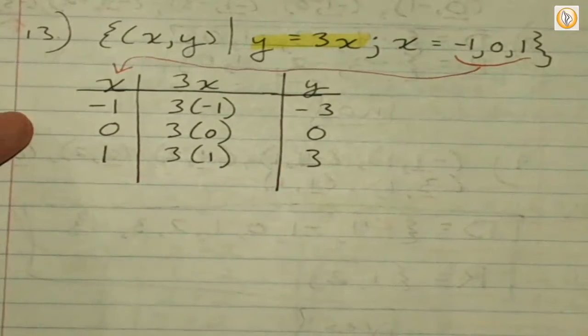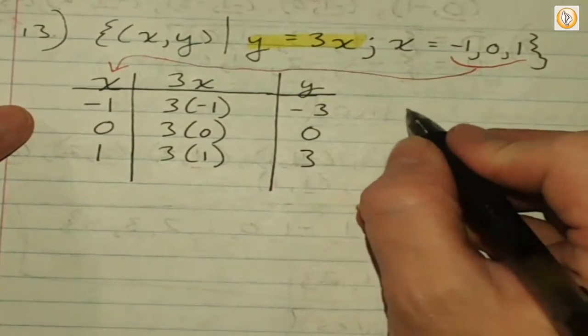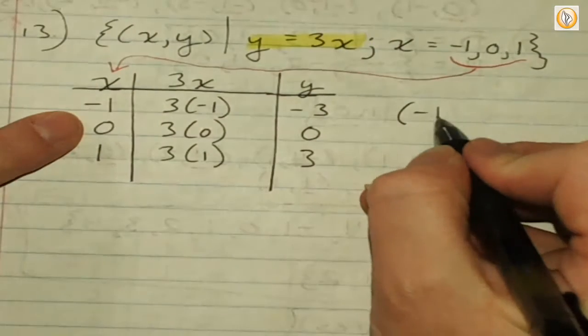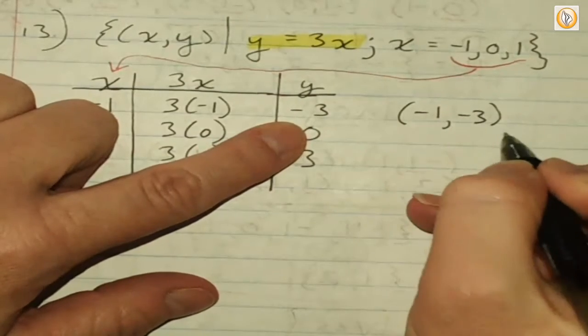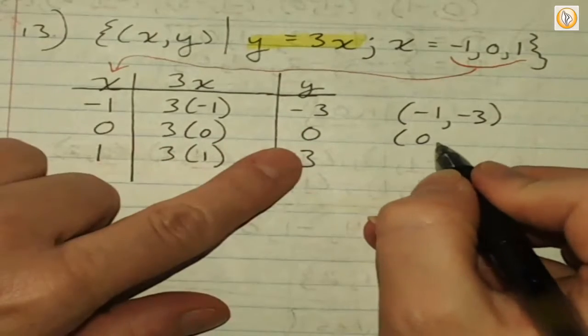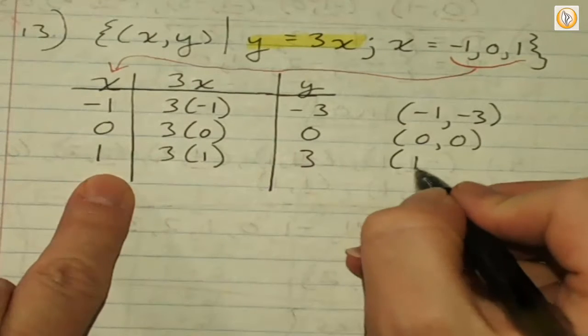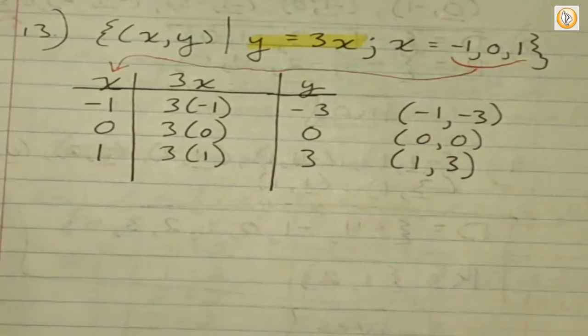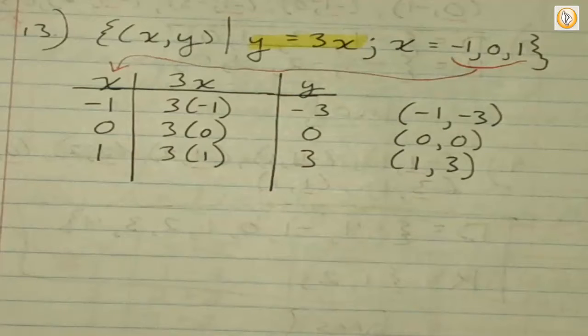All right, so now we just write out our ordered pairs. -1 and -3. 0 and 0. 1 and 3. I'm going to stop there, let y'all catch up, and you tell me if you have any questions before I move on. Because what I do next, very, very important that you write everything that I write next and pay attention.